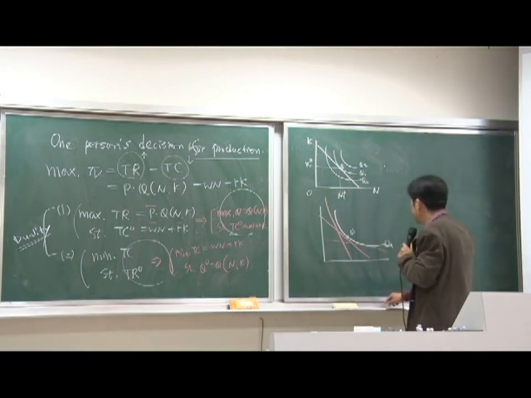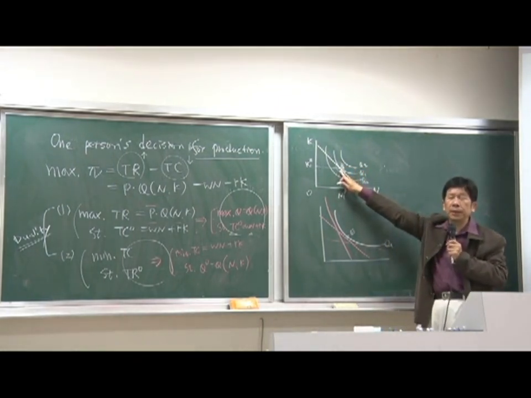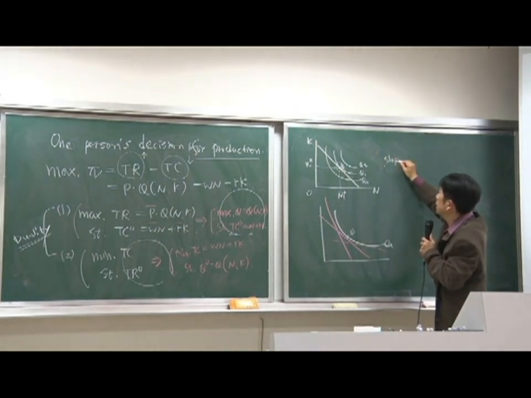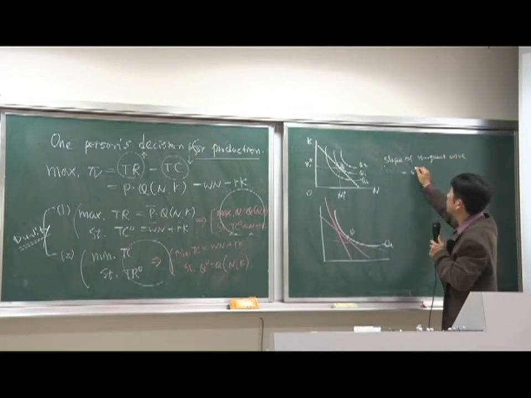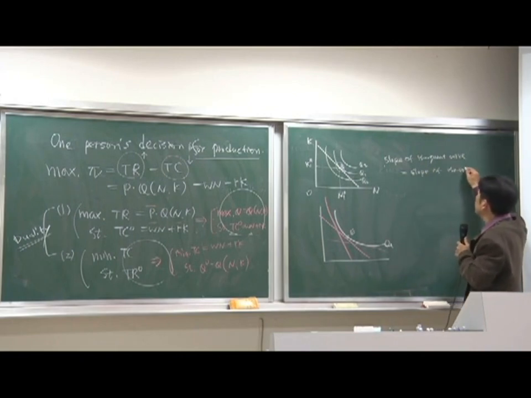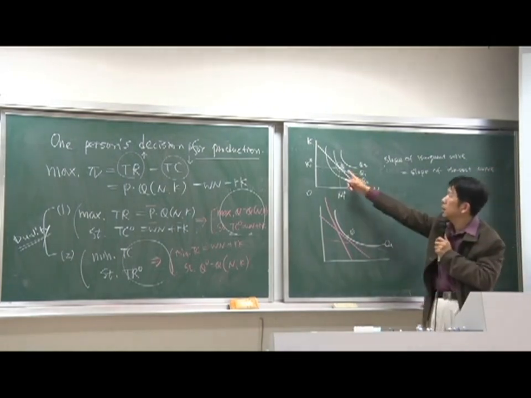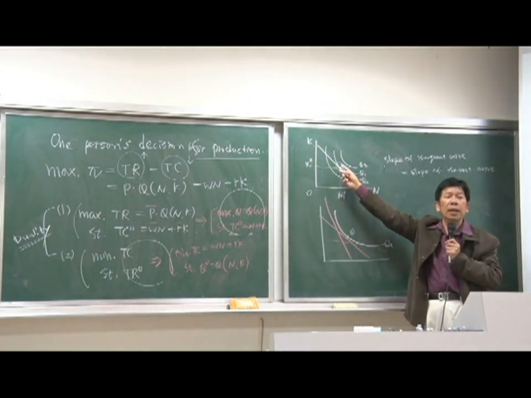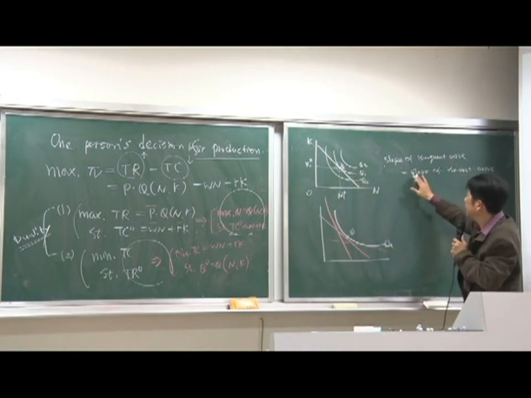All right, so here we just try to follow this. You can find this point. This point means the slope of the isoquant curve equals the slope of the isocost curve. If you can find this point, then this is the optimal choice. Can you understand? So how do we get this result?